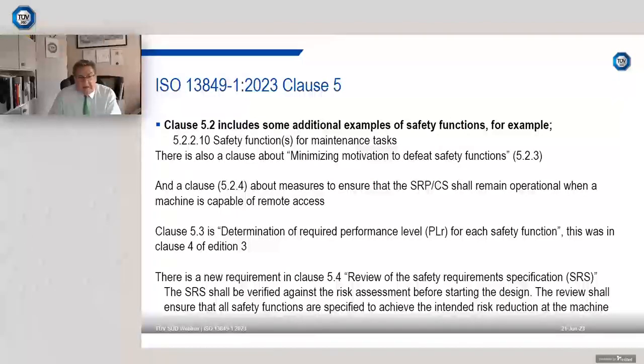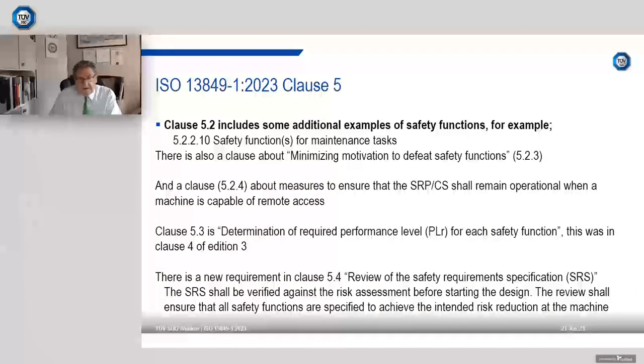And in Clause 5, it is mandated, it's a shall, that the safety requirement specification shall be verified against the risk assessment before we start the design. And of course, that verification has to be carried out by someone who's independent of the design. So clear instructions that we've got to have a specification, it's got to contain enough details, and it has to be independently reviewed.